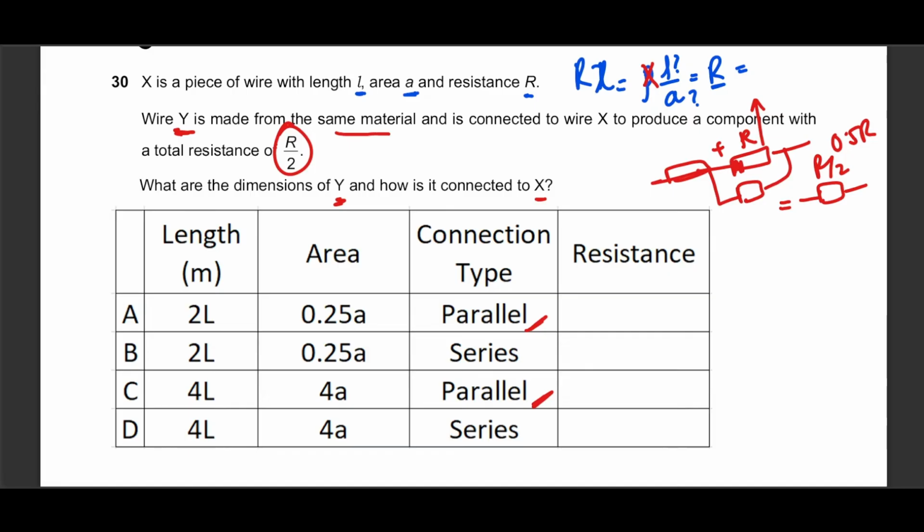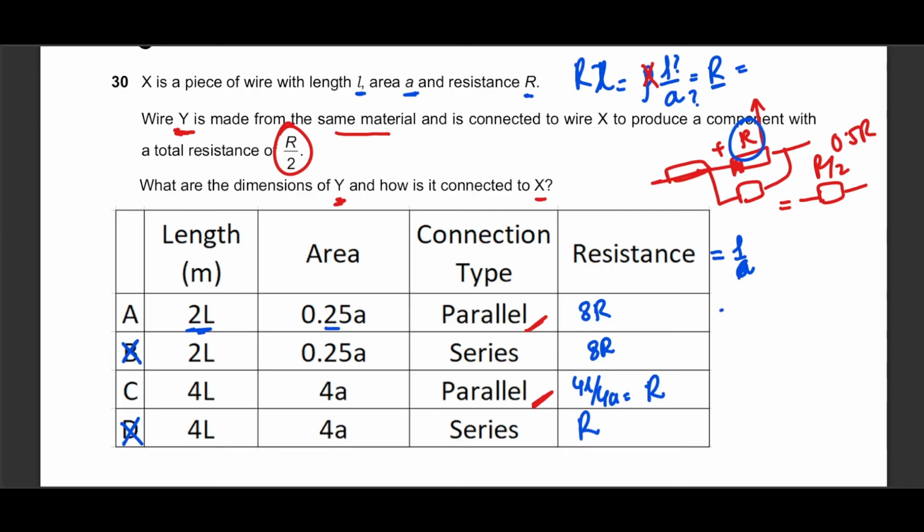Now let's try to figure out. We reject options B and D, so I'm not going to check their mathematical values. I'm going to check the mathematical values for the rest of them. So let's see what happens in this case. Can I calculate the resistance over here? Resistance is equal to length over cross-sectional area. This is 2L divided by 0.25. This comes out as 8R. This also comes out as 8R. Now this, since it is 4L divided by 4A, becomes simply R. This also becomes R. Now this makes more sense.